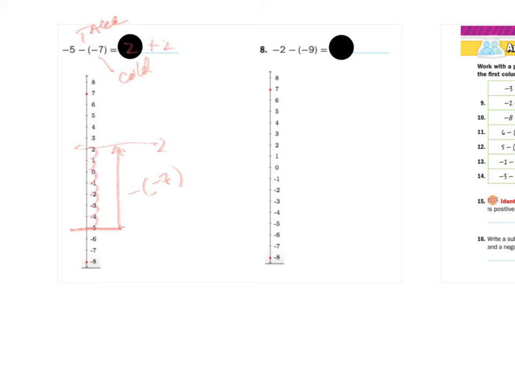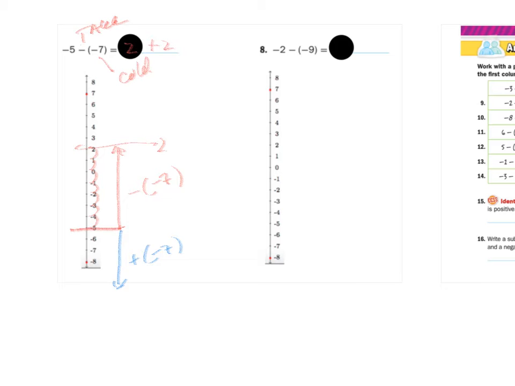Okay. Now, if we were adding -7, we would have gone down, because we would have been adding cold, and we would have gone down. So this is what it would be to add -7. But we were subtracting -7.